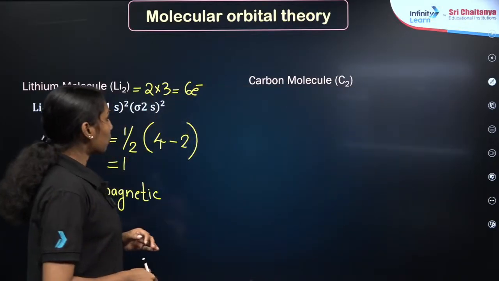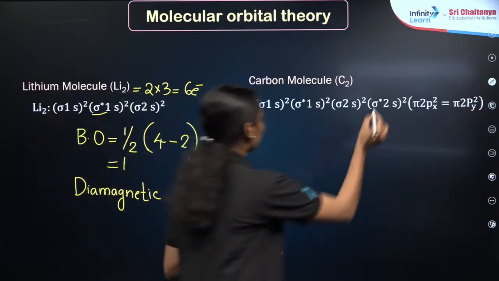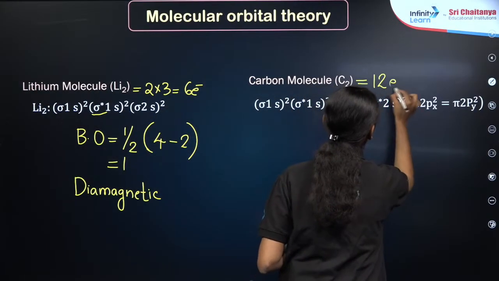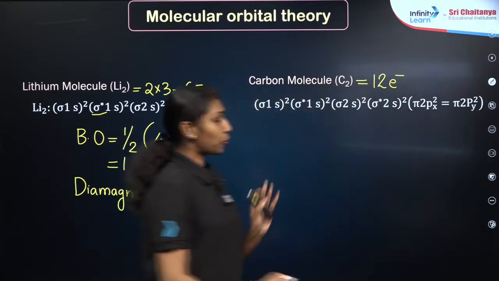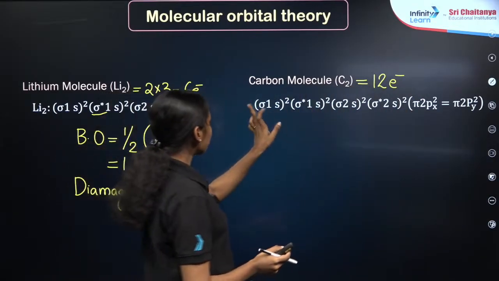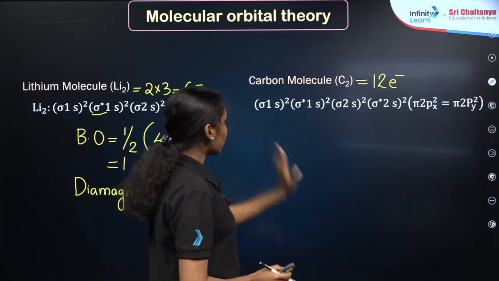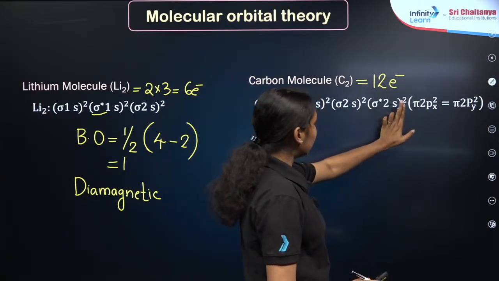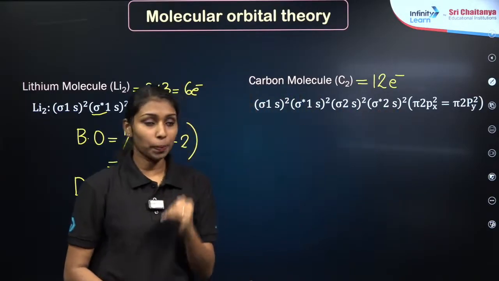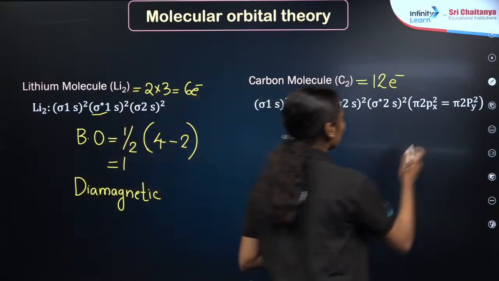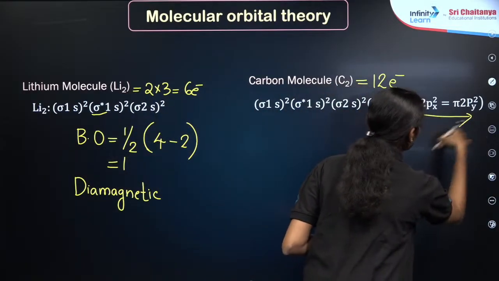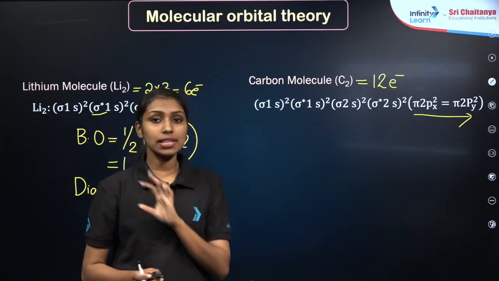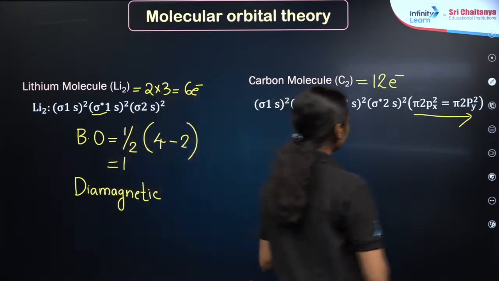Now, what about the carbon molecule? One carbon contains 6 electrons, right? So in total, it will contain 12 electrons. Writing the electronic configuration, starting from sigma 1s2, then sigma star 1s2, sigma 2s2, sigma star 2s2. Then, what about the next order? Pi 2px2 and pi 2py2, right? Which means these two orbitals are of the same energy, so electrons will be filled according to the same energy order, right?